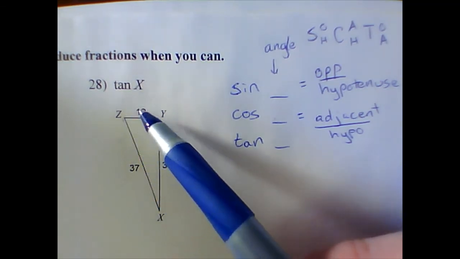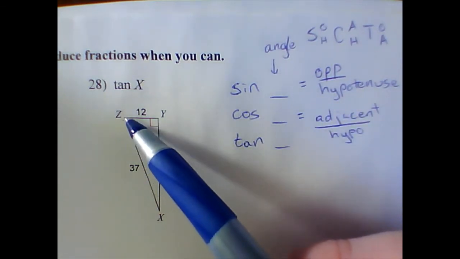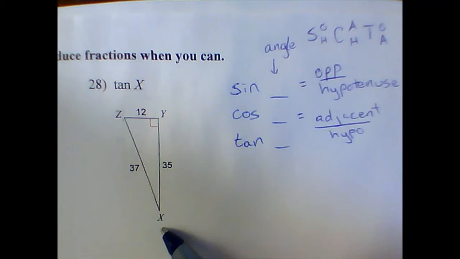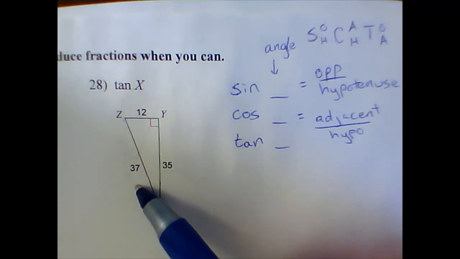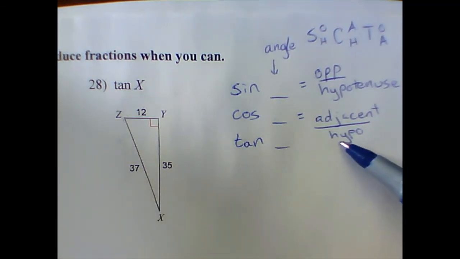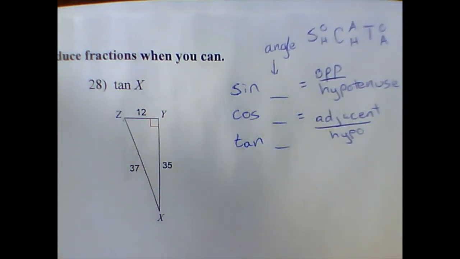So the two sides that form angle Z, one's the hypotenuse, the other one is adjacent. Adjacent means next door, neighboring, it touches. It just can't be the hypotenuse. If you're looking at angle X down here, hypotenuse is spoken for, which means the other side that touches X is the adjacent. It's 35.